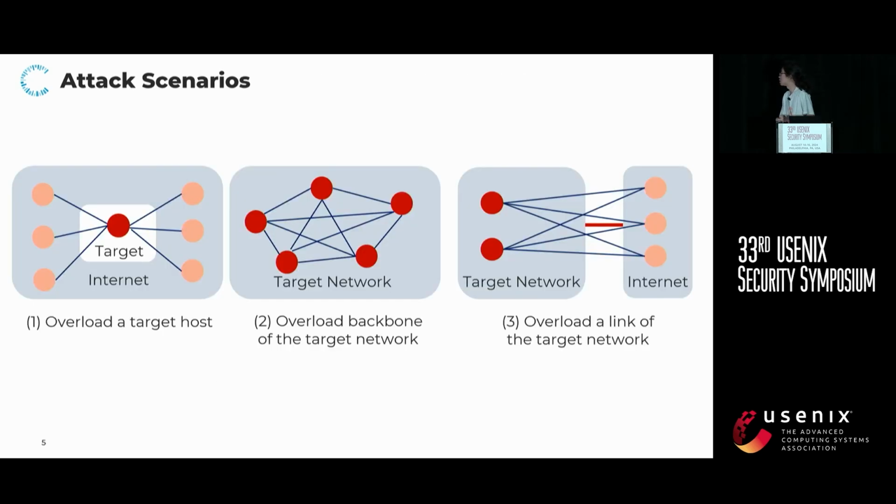Such an application layer traffic loop can be put into different scenarios. For example, we could have a single target in the network and pair it with all the other vulnerable devices in the whole internet to overload the target. There is also the choice to pair vulnerable devices in the target network together to try to overload the backbone of the network. Or we may pair some devices in a target network with all other devices in the internet to try to overload the uplink.